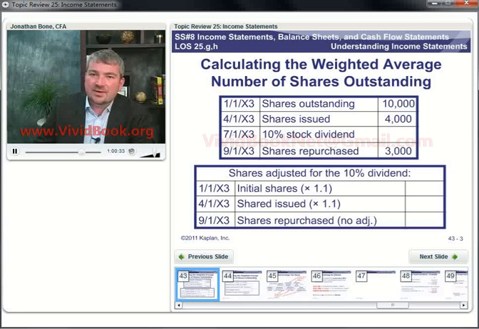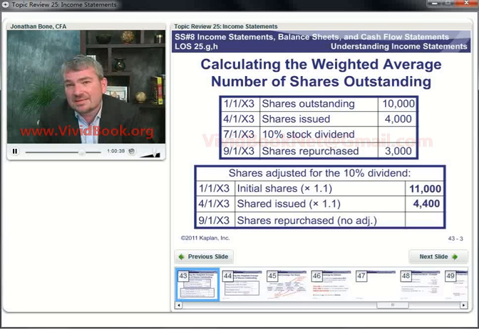So let's increase the shares at the beginning of the year by 10%, and let's increase the shares issued on the 1st of April by 10%. Notice the shares repurchased, because this is after the date of the stock dividend, there is no impact whatsoever. Okay, so we've dealt with the stock dividend now. What we now need to do is our weighting.